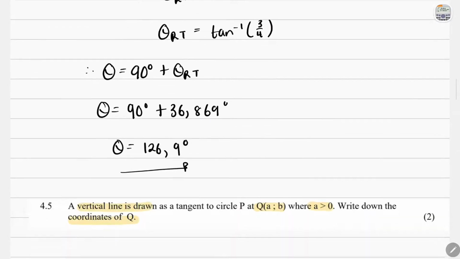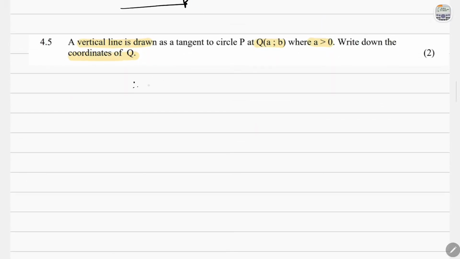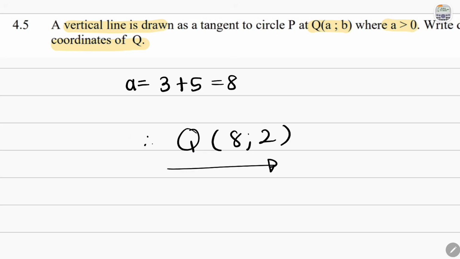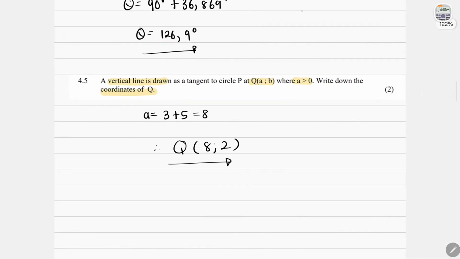And that's our answer. We can just tell them Q is (8, 2), and there's not really any calculation. The only calculation is that we get A by saying 3 plus 5, which is 8. Therefore, Q is (8, 2), and that is our answer. Moving on to the next question.